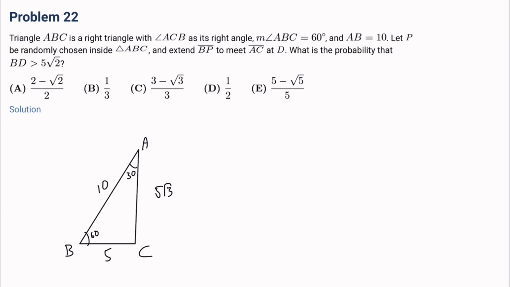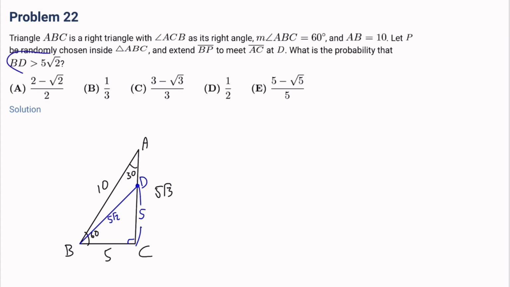But for that, first of all, let's find the point where BD equals 5 root 2. If BD equals 5 root 2, that would be this point D, so BD would be 5 root 2. And since this is a right angle, this would be length 5, so DC would be 5.